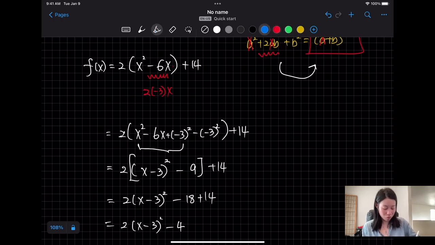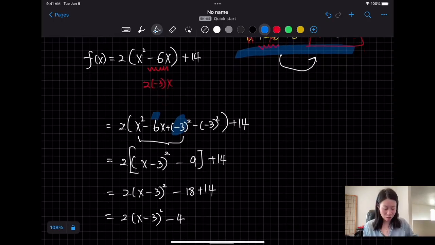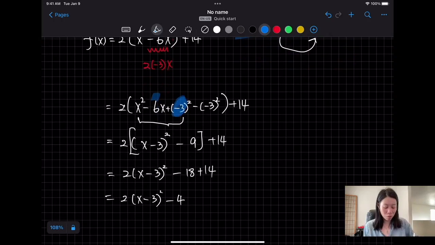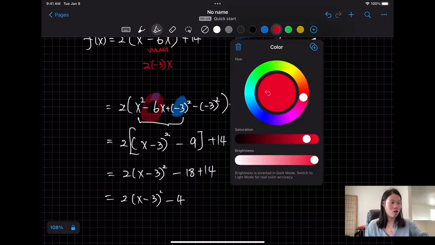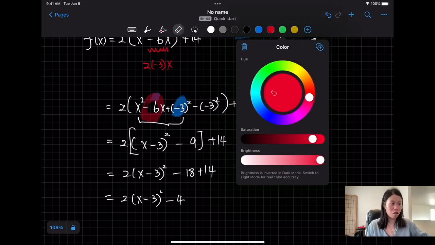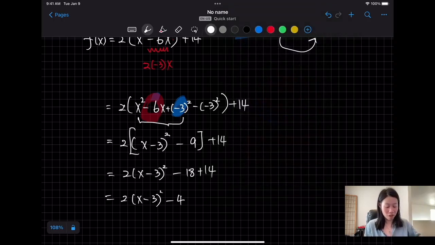So basically, you need to add what? Let me use a blue one. You need to add a number in order to construct this perfect square function. So this number is going to be what? Well, it's going to be half of negative 6 and then square. It's going to be half of that. Okay, so I know that this is very confusing. It's very, very common for people to struggle with completing the square. So let's do another example.